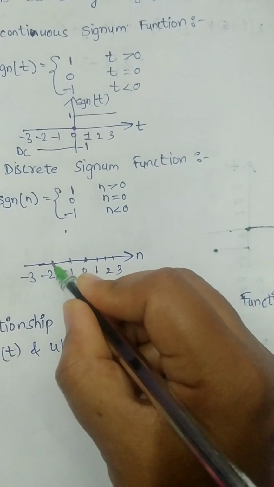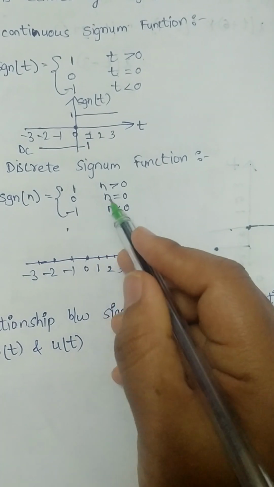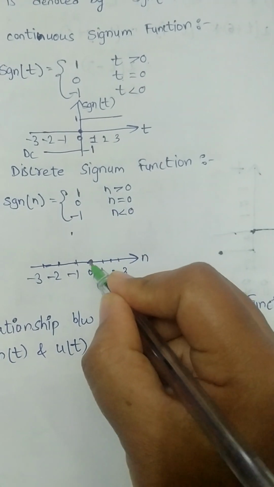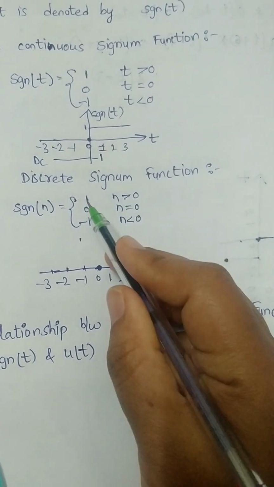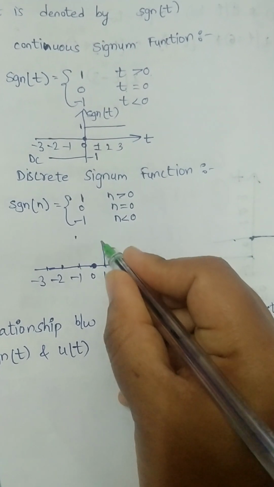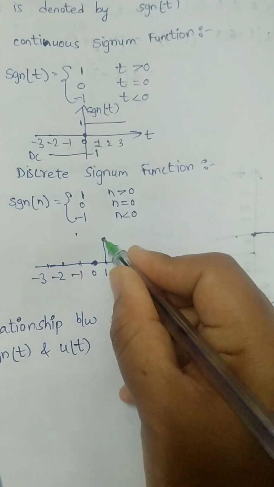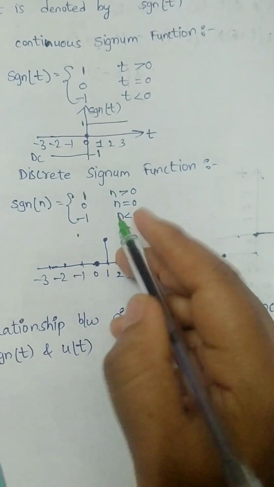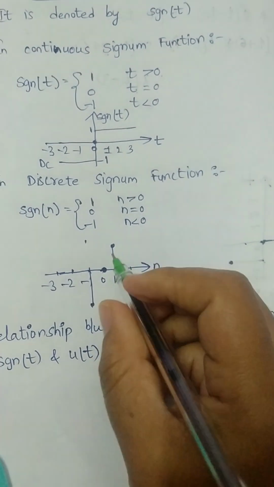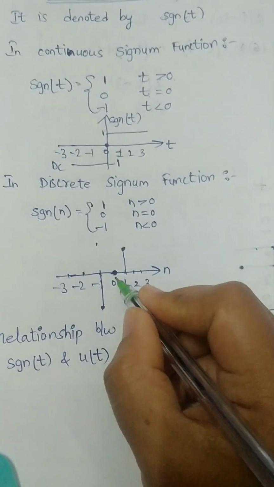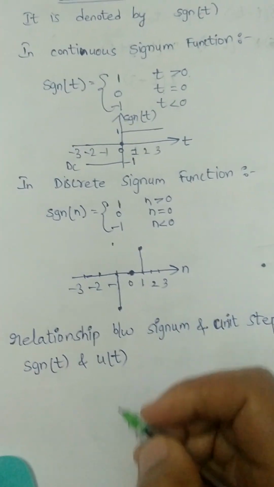At n equal to 0 the value will be 0. At n greater than 0 the value will be 1. At n less than 0 the value will be minus 1. This is the discrete Signum function. The values will be like this.